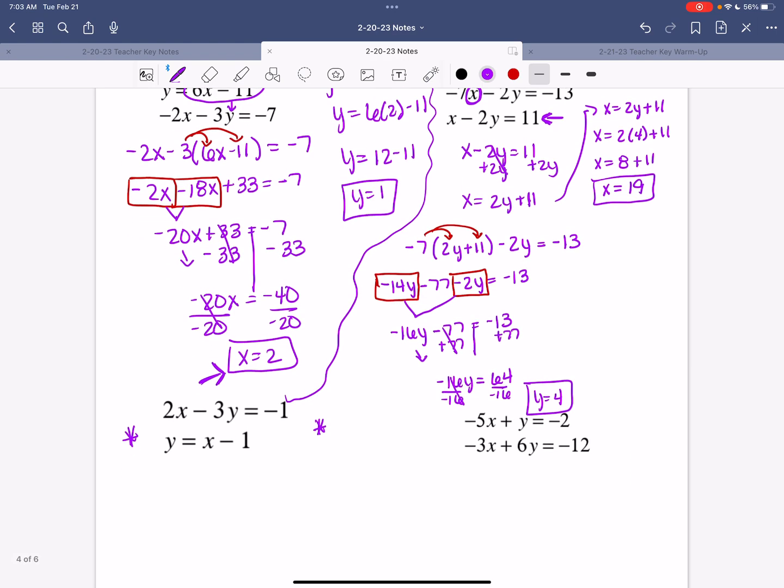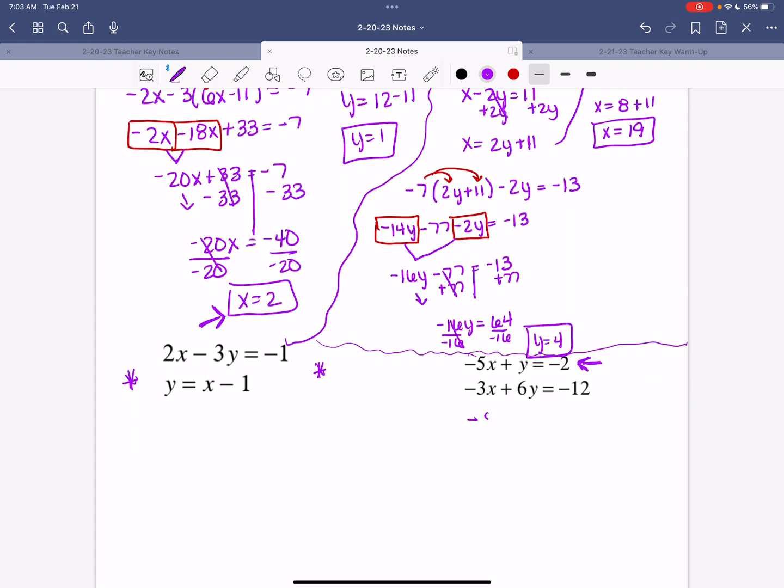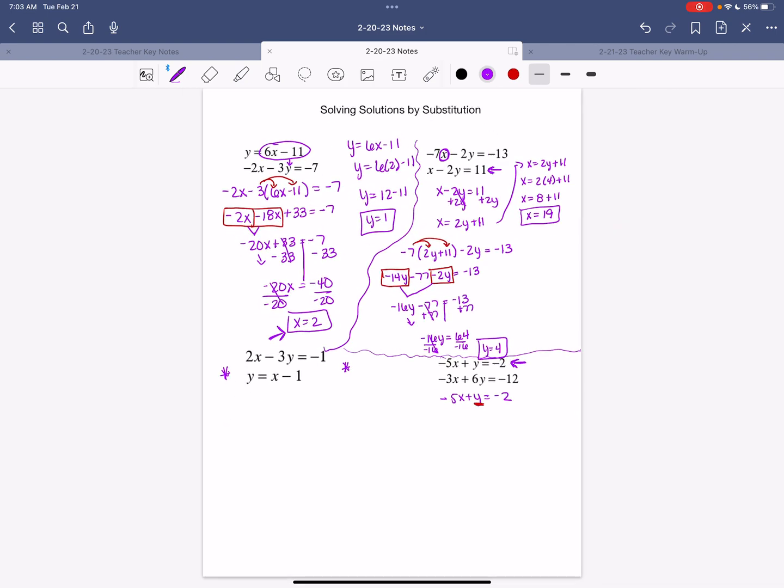For the next one, I'm going to give y'all a hint on which one to change. I would change this one right here. The first step you need to do is rewrite it: negative 5x plus y is equal to negative 2. And I would solve for y. So move everything over so it's just y equals. And then you'll do those two on your own.